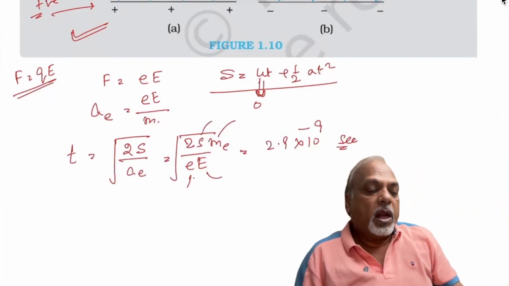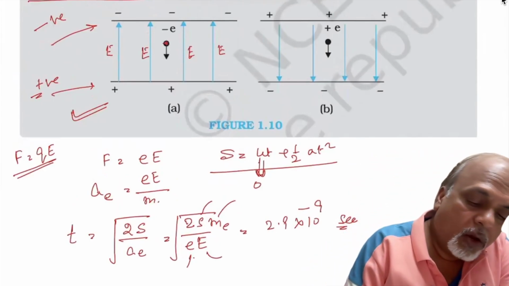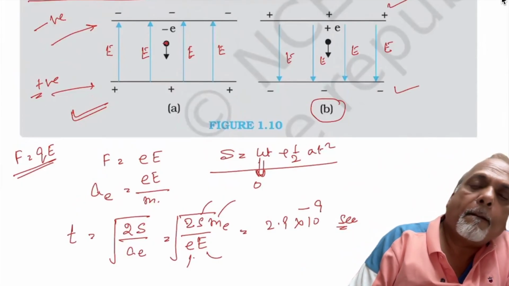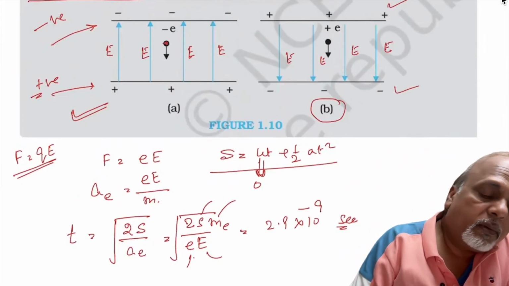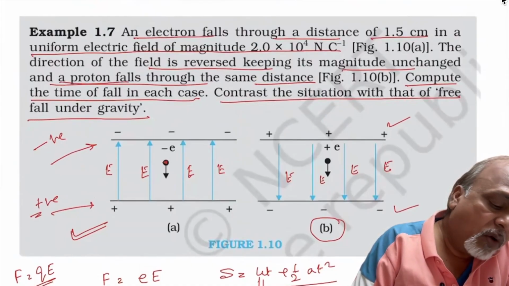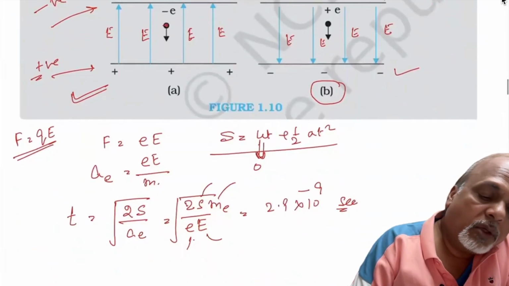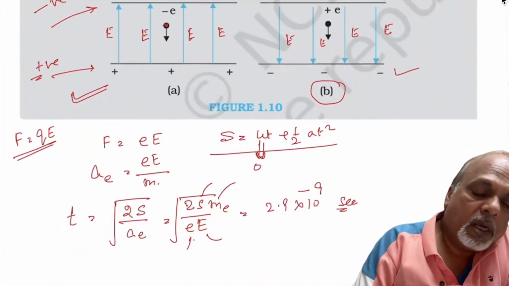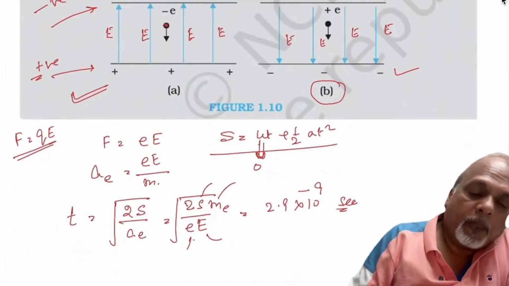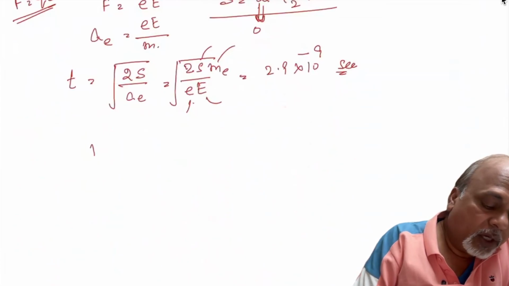Correct. Now, in the figure B, the electric field is downward. It is reversed. That means this is the positive plate, this is the negative plate. Now we keep a proton and the proton falls. Proton, naturally, is a positively charged particle. It will be attracted towards the negative plate. So what will be the acceleration of the proton in the similar way?